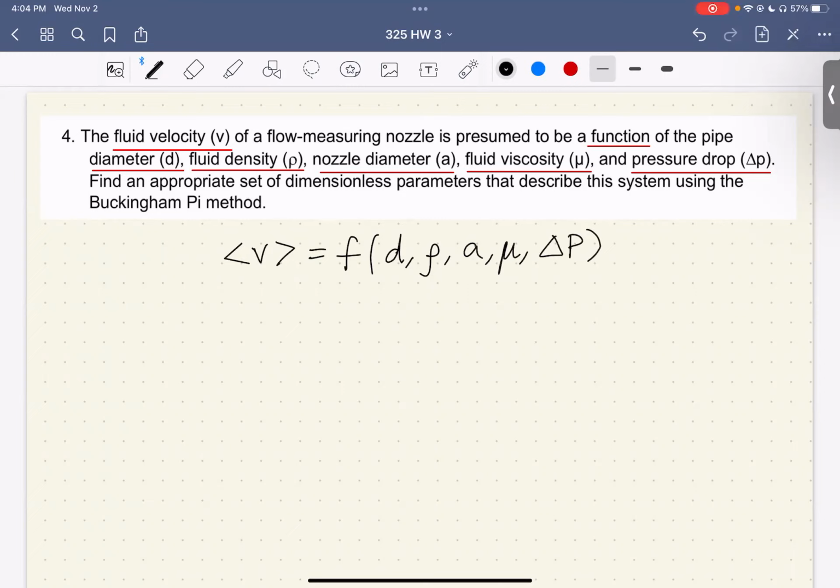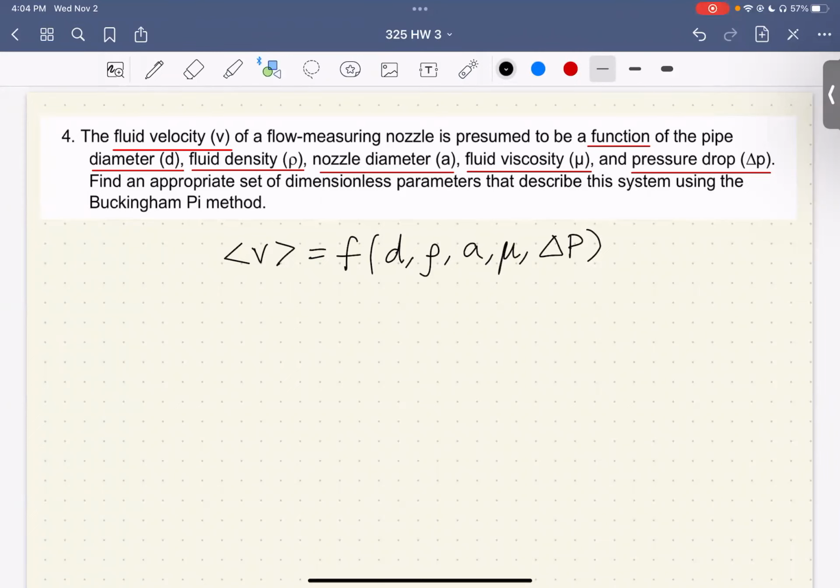So we know that we have this function with so many different variables, and the goal of Buckingham Pi is to use dimensionless parameters by combining some of these variables in order to reduce the number of variables we have in our function. So let's get started. The first step is always to identify our variables, which we just did. Now we want to find the dimensions that are related with these actual variables. So let's get started with that.